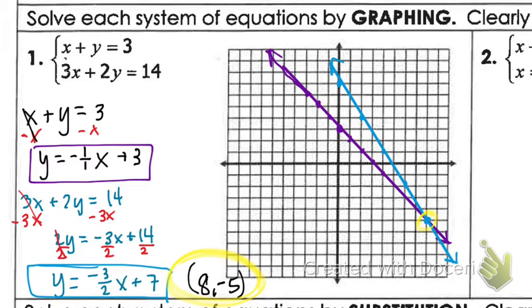Okay, so make sure your equations are in slope-intercept form, graph them, find where they cross. That point is your answer.